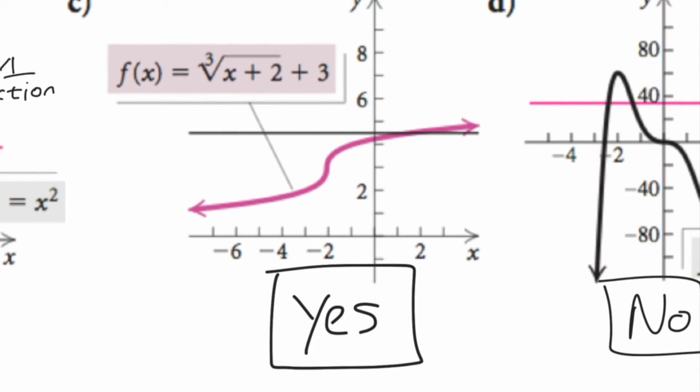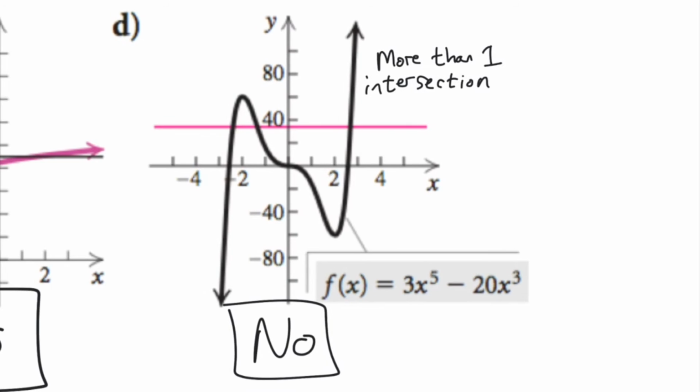Here, we've drawn a horizontal line. You can draw multiple horizontal lines, and every time you draw a horizontal line, it will only pass through 1 point. So yes, it is 1-to-1. The inverse of this function is a function. Here we can draw a horizontal line that intersects more than one place. It has more than one intersection, so therefore the inverse is not a function. It is not 1-to-1.